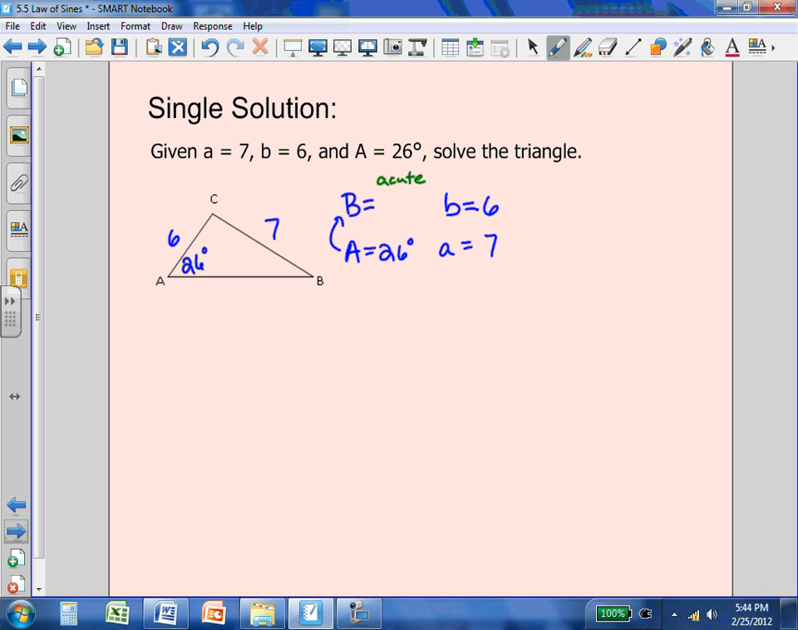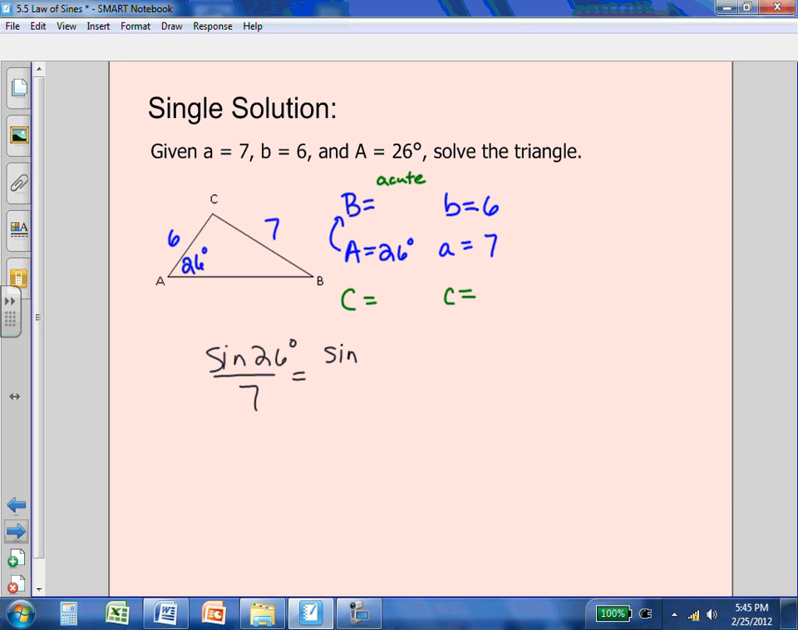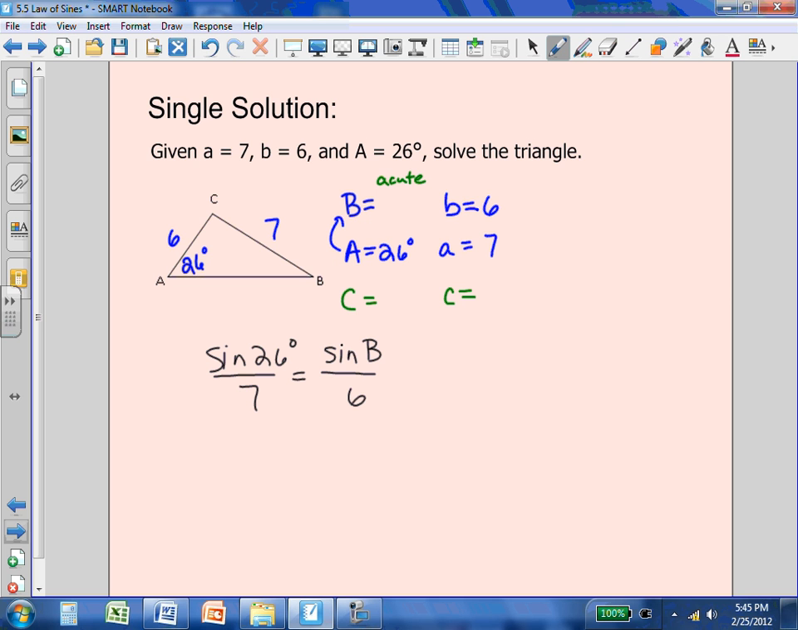So that pretty much means if these are acute, then angle C is the only one that has the potential to be obtuse. It doesn't have to be, but it could be. That also means that our side C should be the longest. So let's get working on this with law of sines. You have the sine of 26 degrees over 7 equals the sine of angle B over 6. And of course I chose to work with the B's because I don't know anything about C yet.